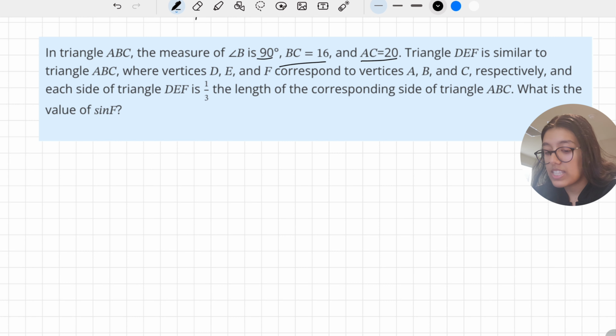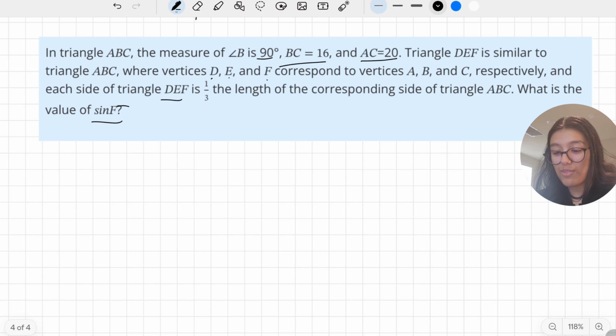Triangle DEF is similar to triangle ABC, where vertices D, E, and F correspond to vertices A, B, and C respectively. And each side of triangle DEF is 1/3 the length of the corresponding side of triangle ABC. What is the value of sine F?